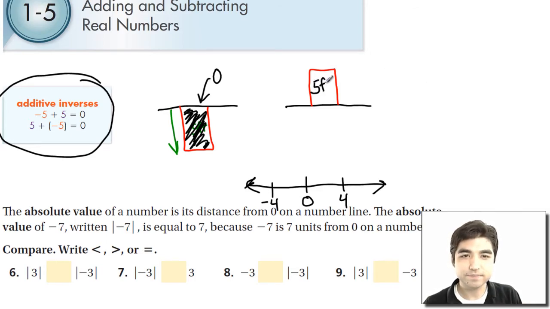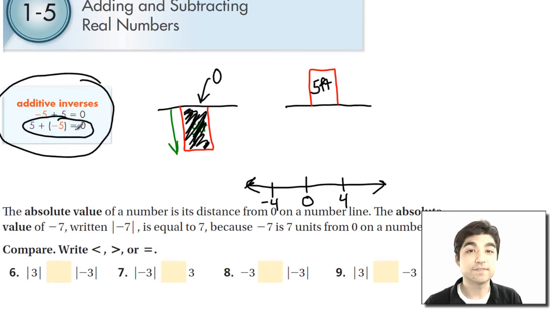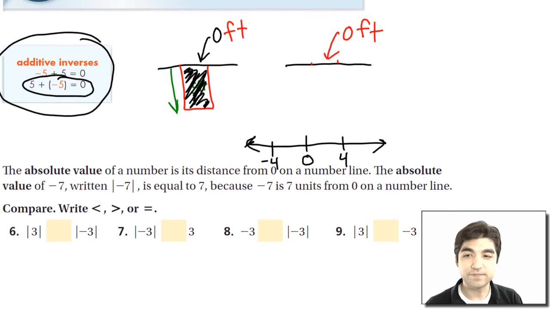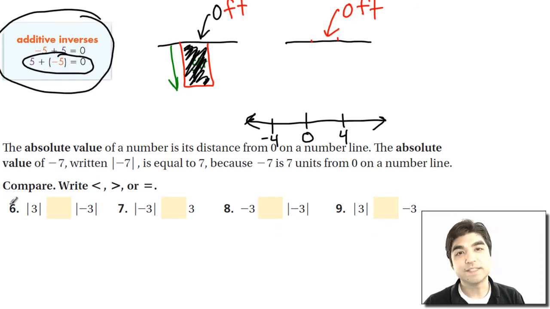Now that's the same thing as if you made like a little dirt pile 5 feet above the ground. And then you took away 5 feet of dirt. So then you took this away. Let me get my eraser. So you took 5 feet of dirt away. Where would you end up? At the same spot, right? 0 feet. So they both equal 0. And that's called the additive inverse. We're going to be dealing with that a little bit more in this section.